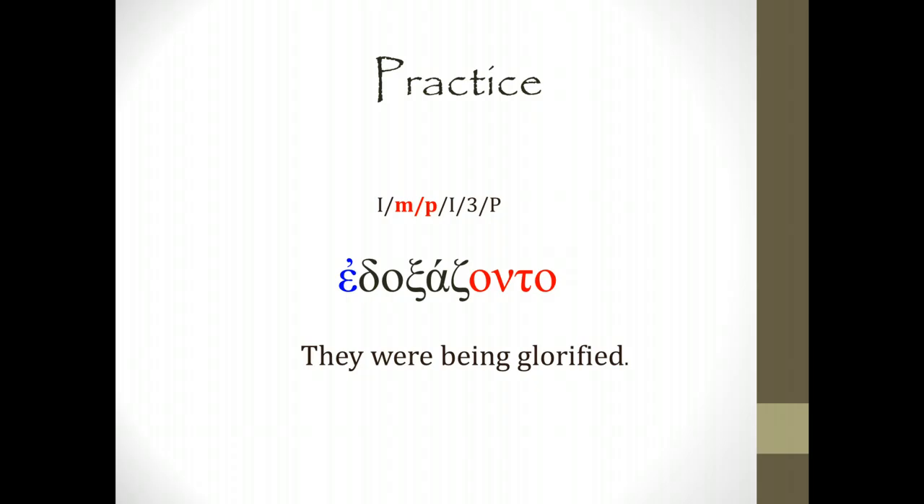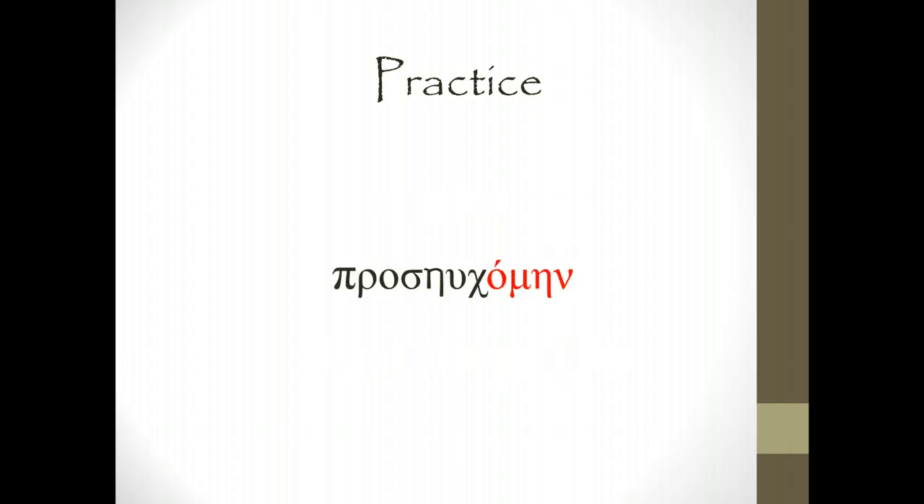For our last practice today, let's take a look at prosekunoumen. Now, prosekunoumen comes from proskuneomai. Now, keep in mind that we learned proskuneomai as one of those omai verbs, which is your clue when you see an omai ending on a vocabulary word that you're dealing with a deponent verb.